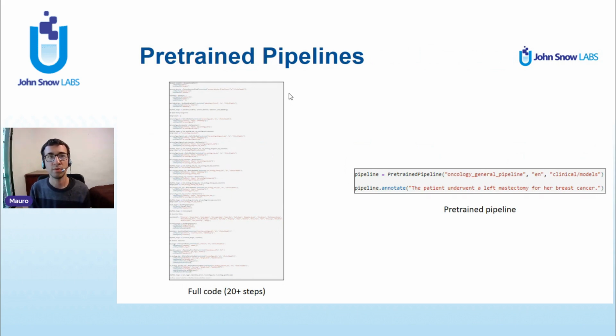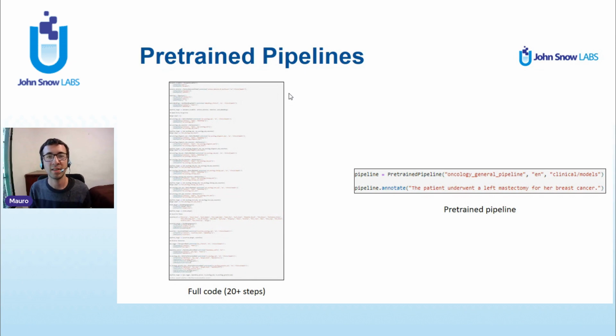For those who don't know them, these are a way to use NLP pipelines in a much simpler way. You can see here on the left side how to use a pre-trained pipeline. You load it and then you annotate something. And on the left side, you can see the full code that was used to create that pipeline. In this case, it includes more than 20 steps.